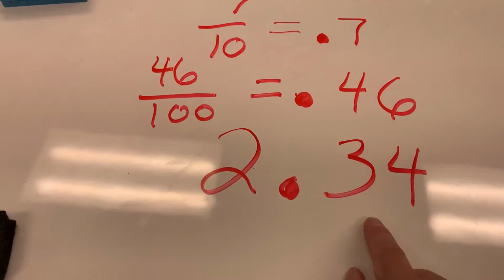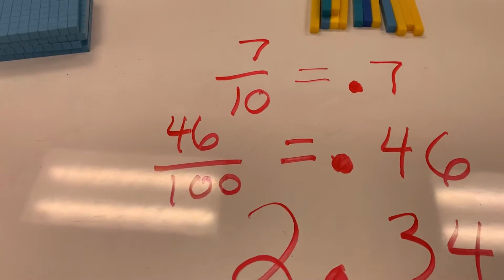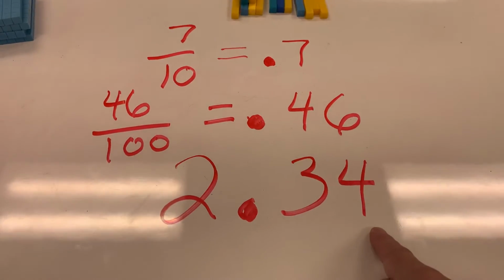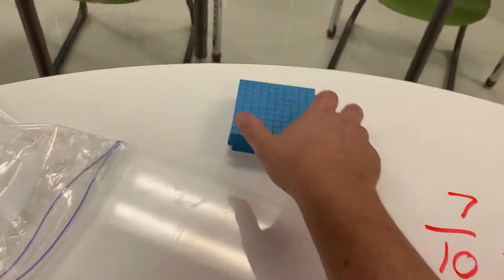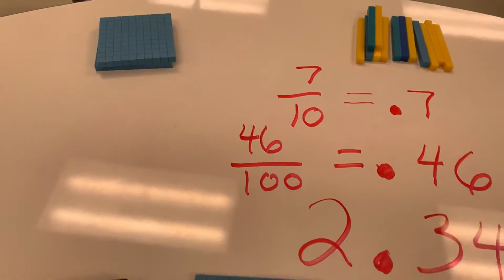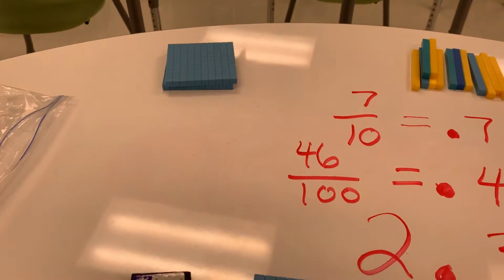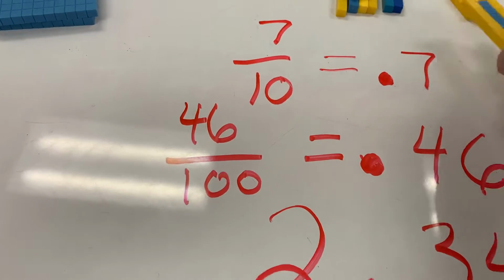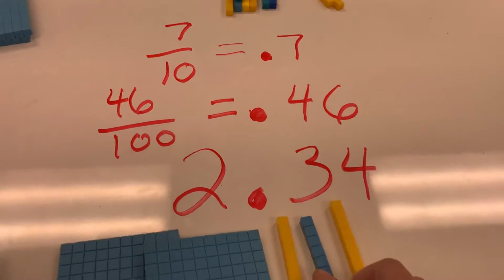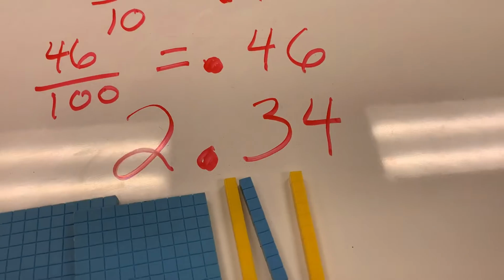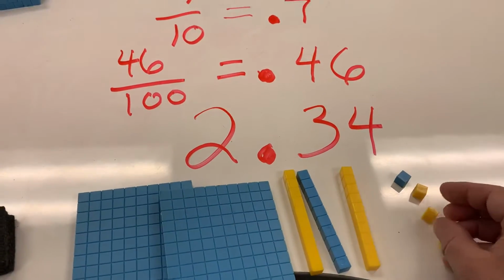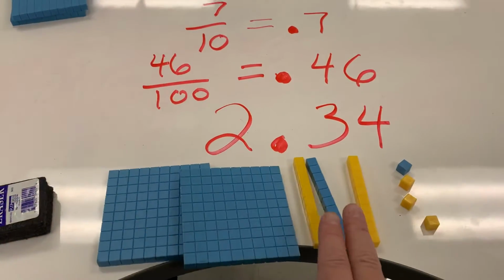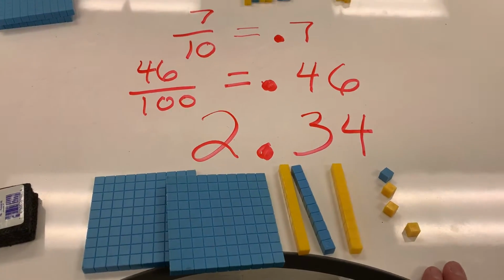Okay, so 2 and 34 hundredths, because remember, we always say "and" for the decimal. 2 and 34 hundredths. Okay, so 2 would be represented by the whole numbers. 1, 2. 3 would be represented by 3 of these sticks. 1, 2, 3, and then 4 of these little ones. 1, 2, 3, 4 would be your 4 hundredths. It would be 2 and 34 hundredths.